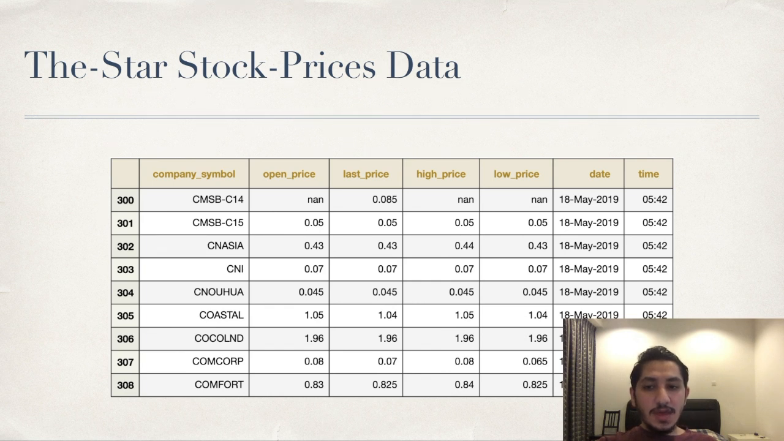We can see that each row has the company symbol, the open price of the company, the last price, the high price, the low price, the date and time of the price. We see also that there are some missing values in the table. For example, here, and here. This is because the website doesn't show these values all the time. So sometimes they are missing. But fortunately, the last price column doesn't have any missing value, and this is the most important column for us. So this is the data in, let's say, the raw format. Later we will process this data to get a more useful representation.